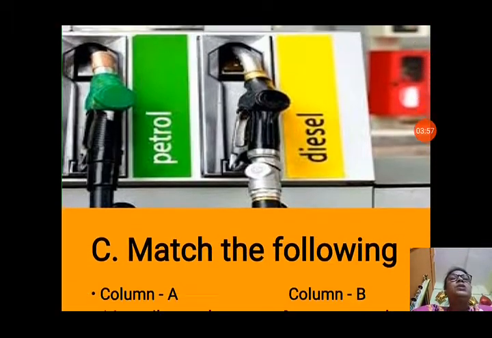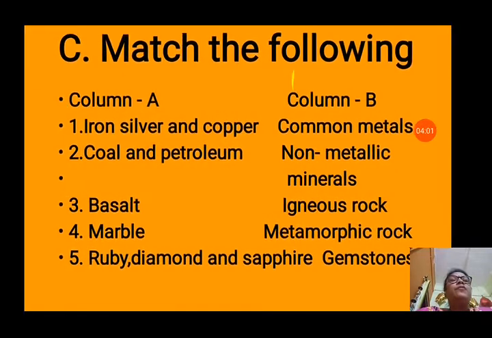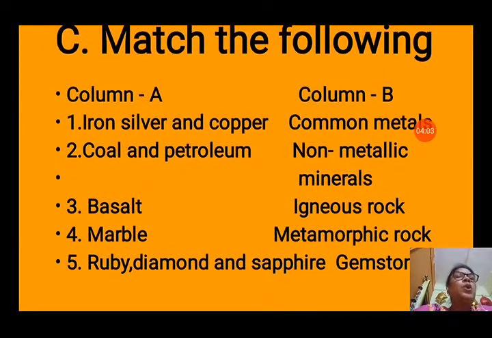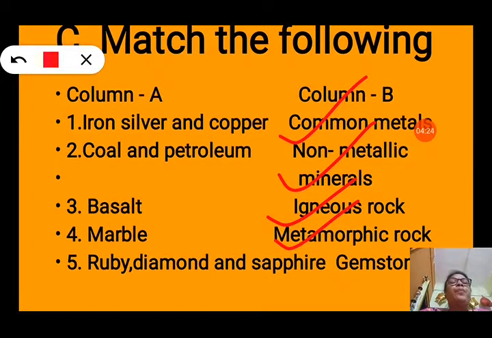The next question is match the following. You can see in this, column A we have to match with column B. The first is iron, silver and copper; these are common metals. Coal and petroleum both are non-metallic minerals. Third is basalt. Basalt is a type of igneous rock. Fourth is marble. Marble is a type of metamorphic rock.